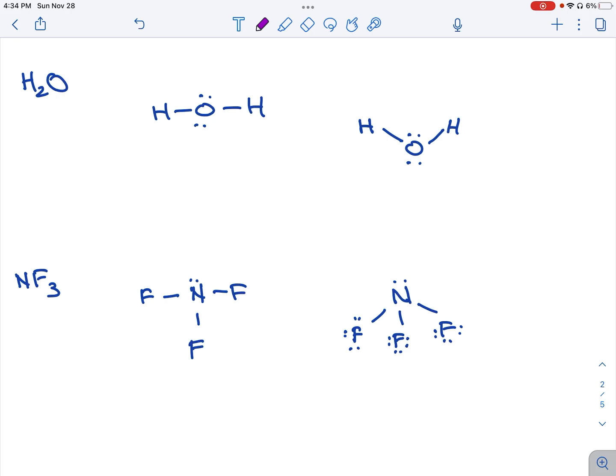So here's water, and when we draw the Lewis dot structure for water, it comes out like this. But we remember that when we apply VSEPR, valence shell electron pair repulsion theory, we get this shape over here, and this is the bent or bent tetrahedral shape. And so we draw it in this way to try to reflect the actual shape in 3 dimensions.